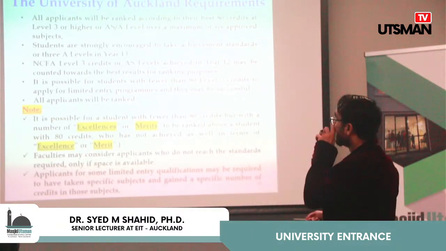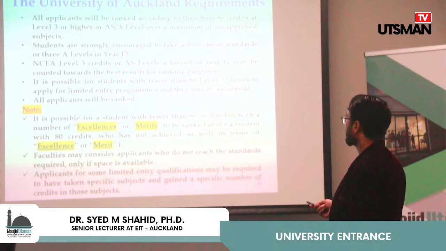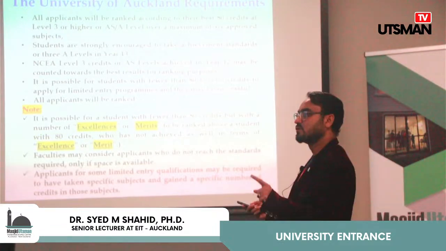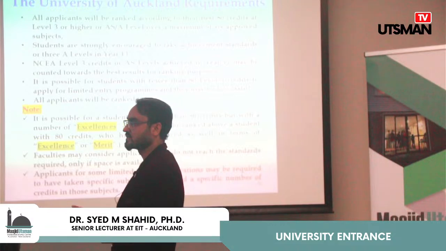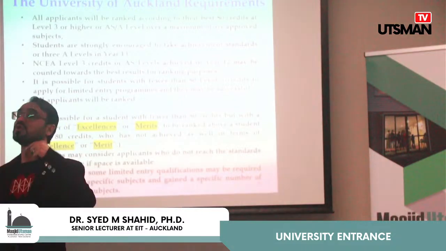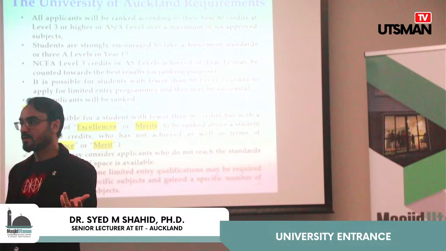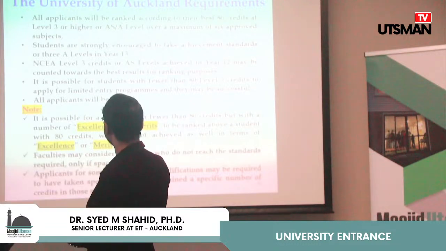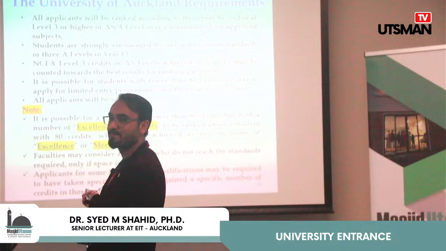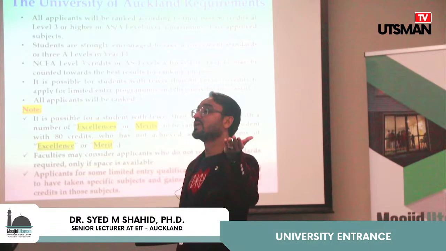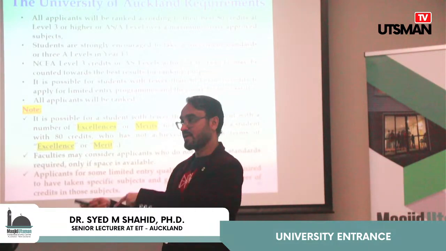Let's talk about university and criteria. All applicants will be ranked according to their best 80 credits. So if I say to achieve NCEA level 3, 80 credits are required, you need to try to achieve more than 80 credits, maybe 100, 120. Why? Because they rank you on the basis of your best 80 credits. So always try to achieve more than 80.